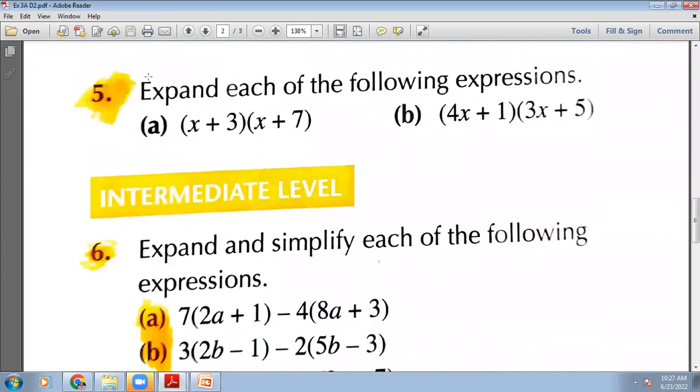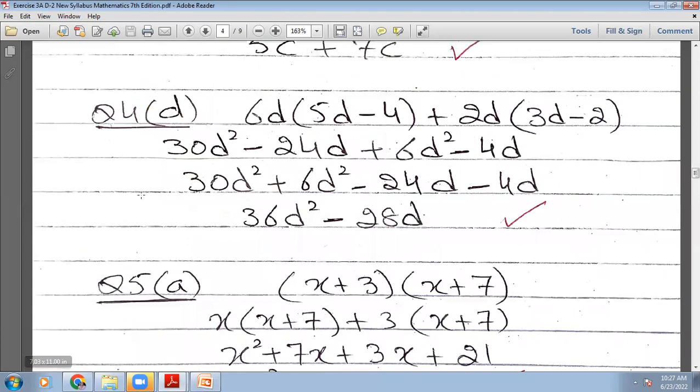Okay, so the next question is question number 5. He says, expand each of the following expressions. Here are two brackets which are multiplying with each other. The rule is this: the first member of the first bracket will multiply with all the members of the second bracket. Then the second member of the first bracket will multiply with all the members of the second bracket. Let me show you how this is done.